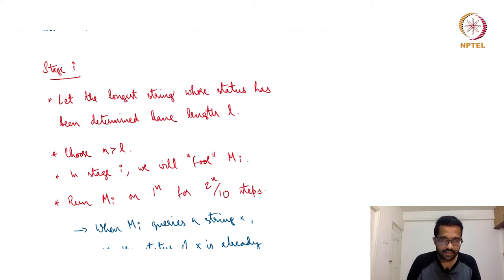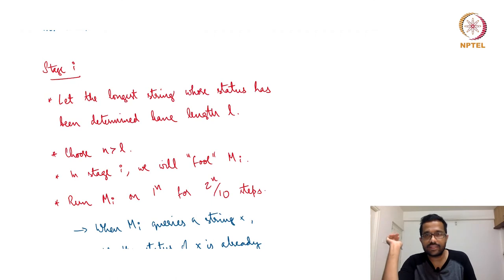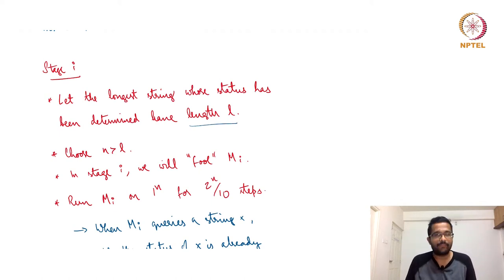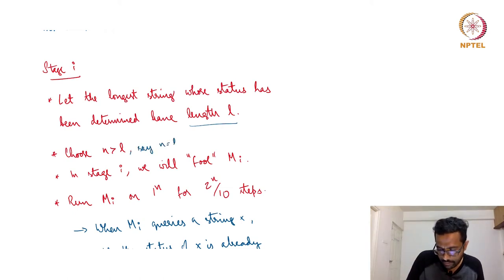Suppose the longest string amongst all those strings for which the status has been determined, right? So consider the longest string for all those strings for which the status has been determined up to the previous stage, up to stage i minus 1. Suppose the longest string has length L. Now you set n to be bigger than L. Say you can even set n to be L plus 1, right? So basically now what we have is that for this value of n, the status of all the strings of that length n are open. None of them have been put into B, none of them have been excluded, right? So that gives us some flexibility which will be useful.